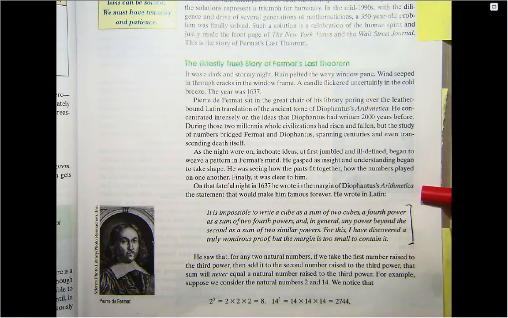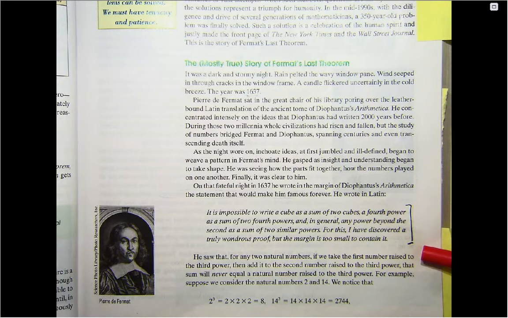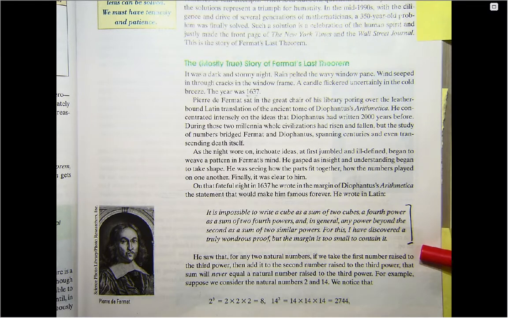On that fateful night in 1637, he wrote in the margin of Diophantus's Arithmetica the statement that would make him famous forever. He wrote in Latin, "It is impossible to write a cube as a sum of 2 cubes, a 4th power as a sum of 2 4th powers, and, in general, any power beyond the 2nd as a sum of 2 similar powers."